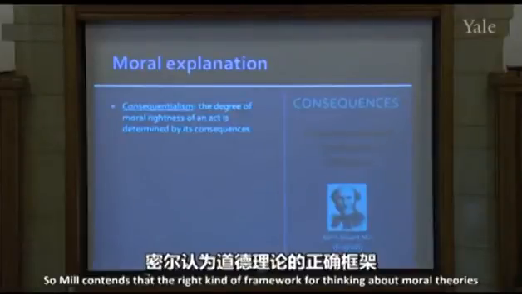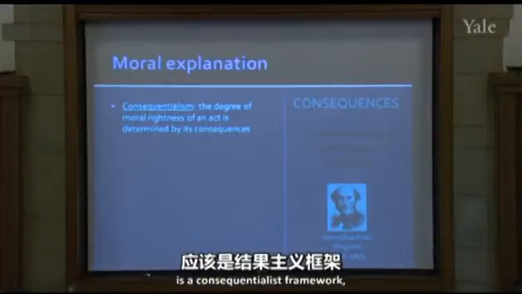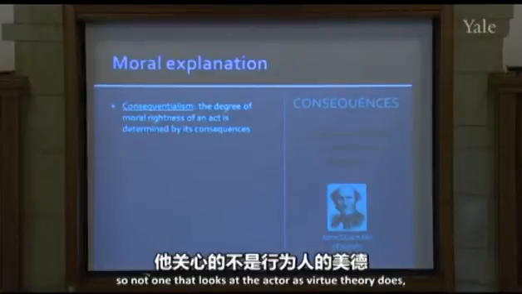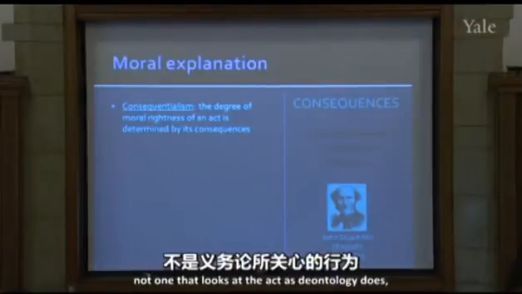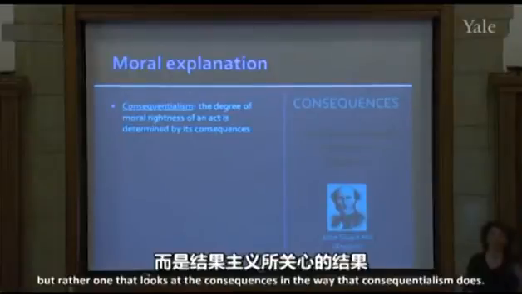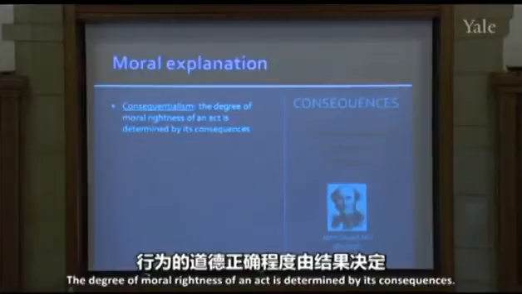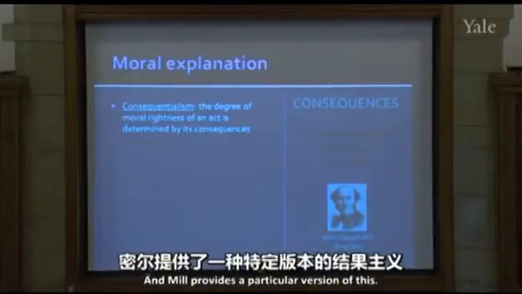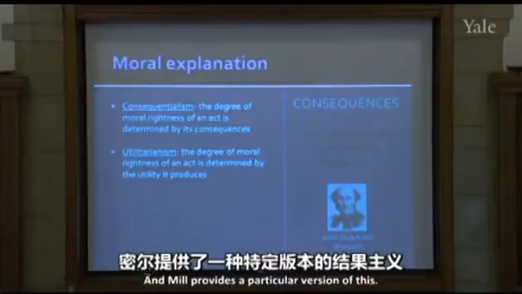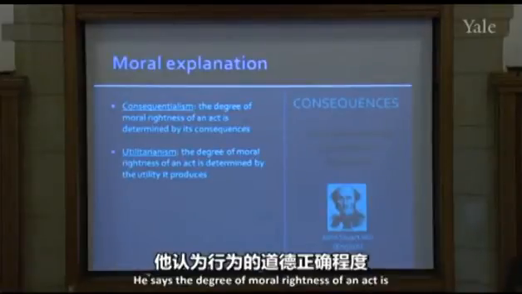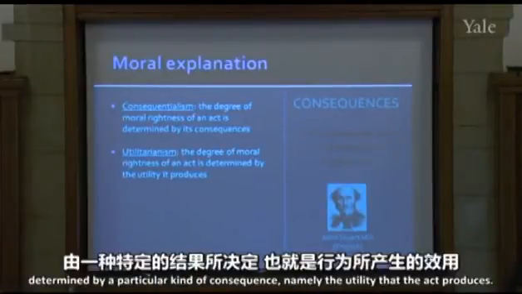So Mill contends that the right kind of framework for thinking about moral theories is a consequentialist framework. So not one that looks at the actor as virtue theory does, not one that looks at the act as deontology does, but rather one that looks at the consequences in the way that consequentialism does. The degree of moral rightness of an act is determined by its consequences, and Mill provides a particular version of this. He says the degree of moral rightness of an act is determined by a particular kind of consequence, namely the utility that the act produces.